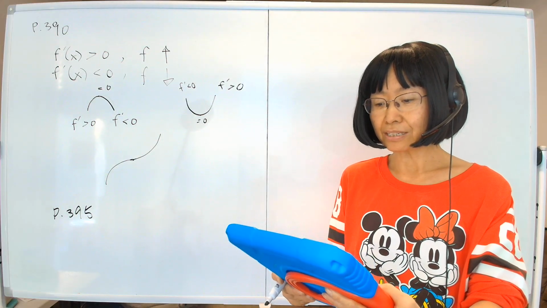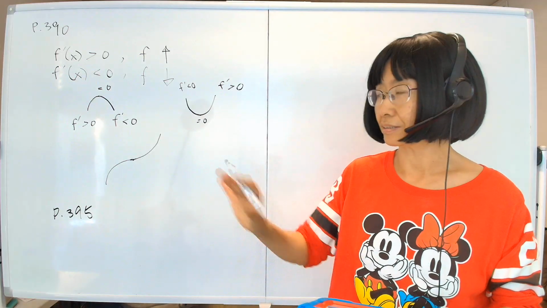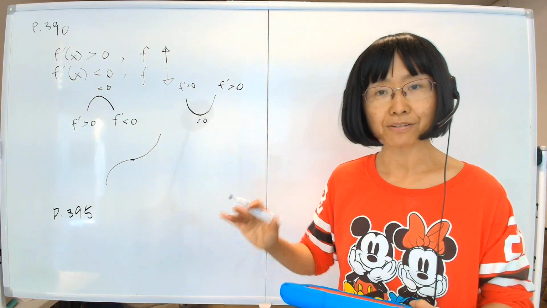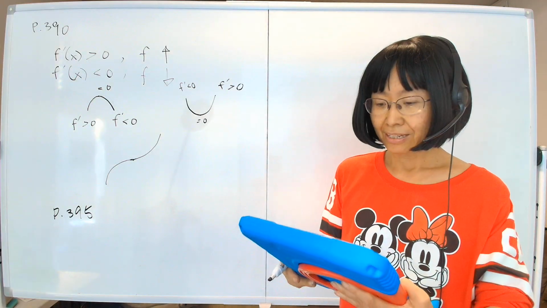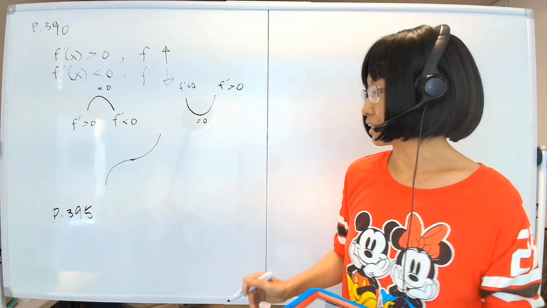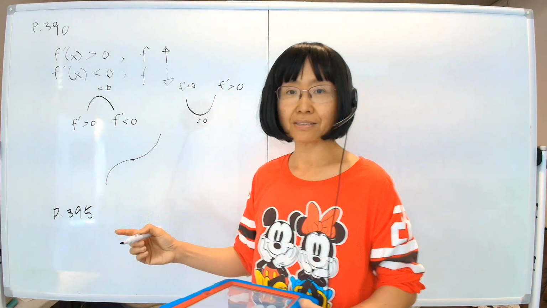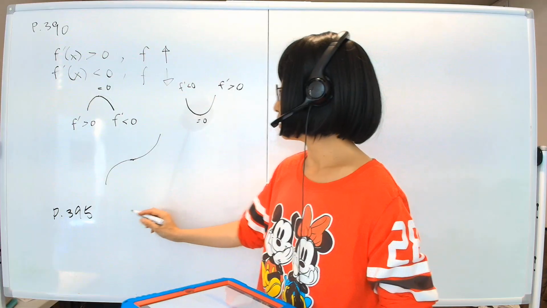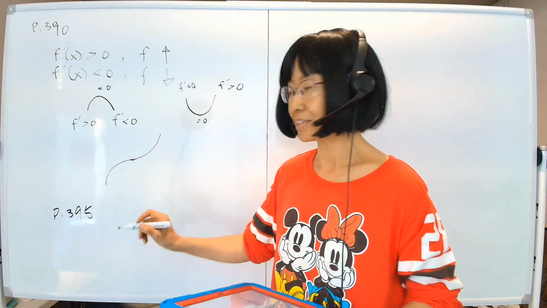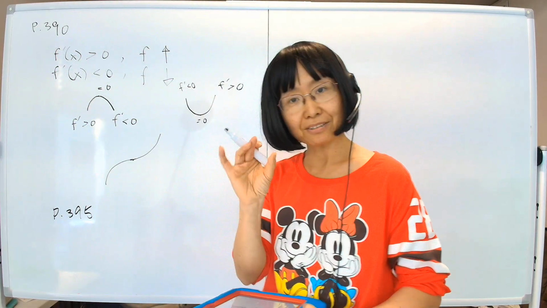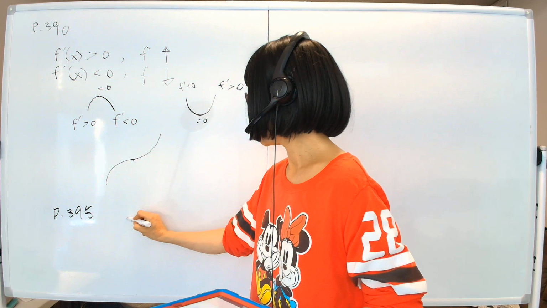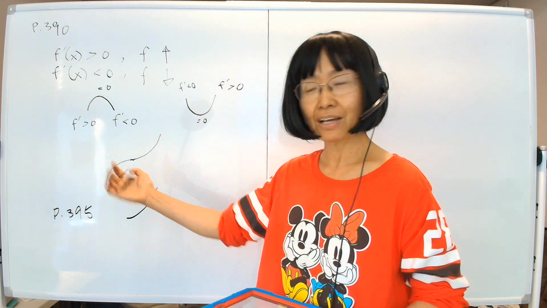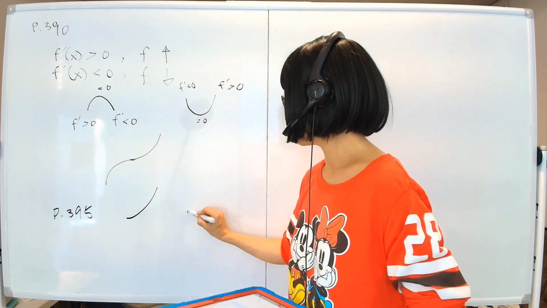Let's say f is increasing. Right now we're considering f increasing in a certain interval. Now, how is it increasing? There are, generally speaking, two ways to increase. In a short little interval, f is either increasing this way or increasing this way.